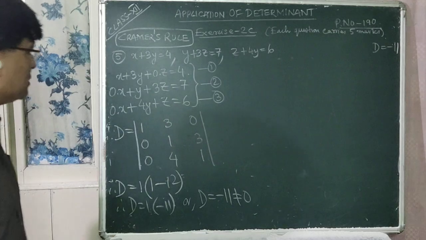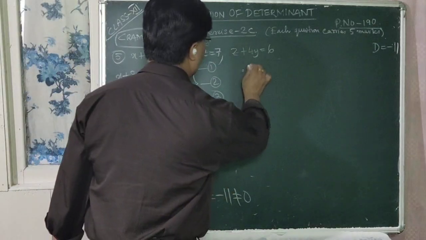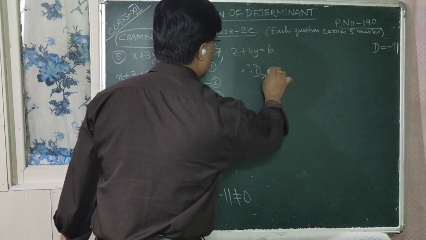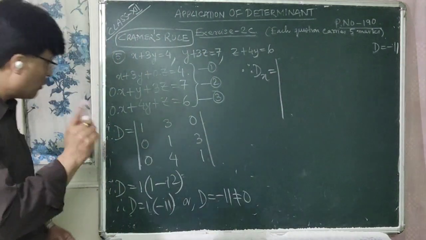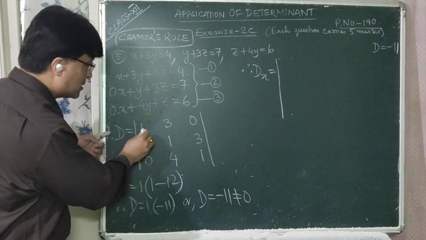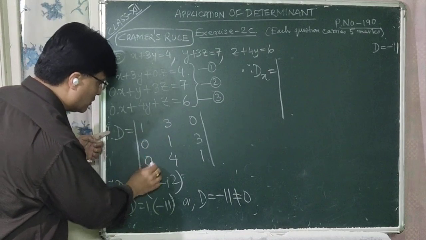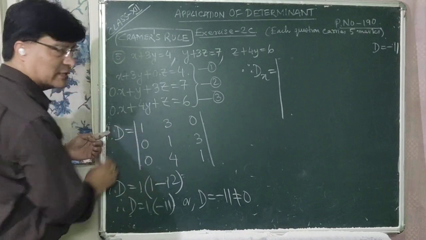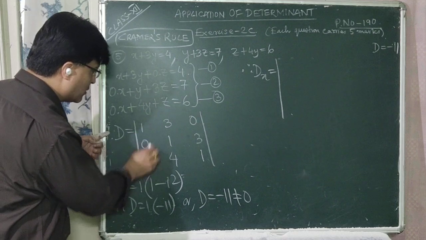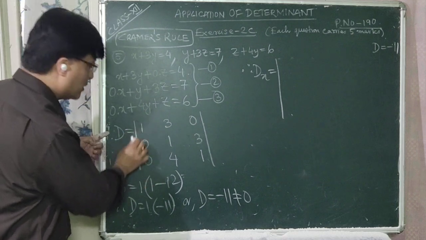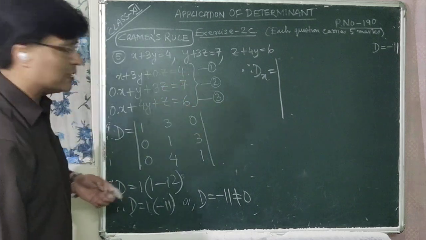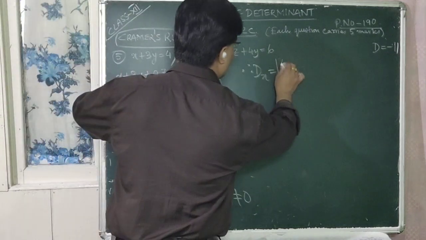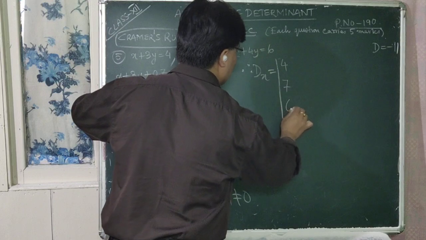Now let us write down dx. Therefore, dx. How can you get determinant dx? Now you know that this 1, 0, 0 are the coefficients of x, isn't it? Now you have to replace this coefficient of x by these constants 4, 7, 6. Let us write it. 4, 7, 6.